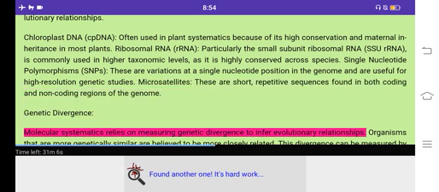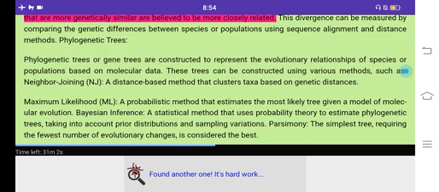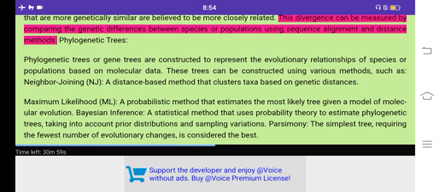Genetic divergence. Molecular systematics relies on measuring genetic divergence to infer evolutionary relationships. Organisms that are more genetically similar are believed to be more closely related. This divergence can be measured by comparing the genetic differences between species or populations using sequence alignment and distance methods.